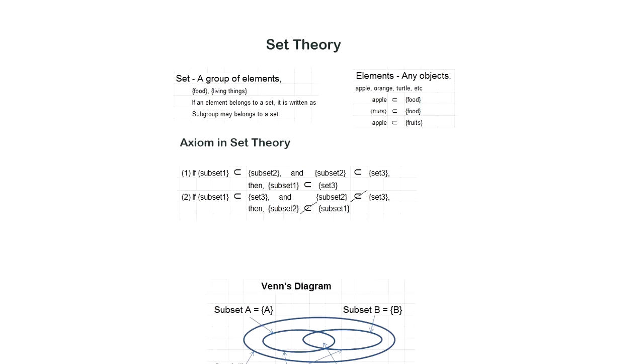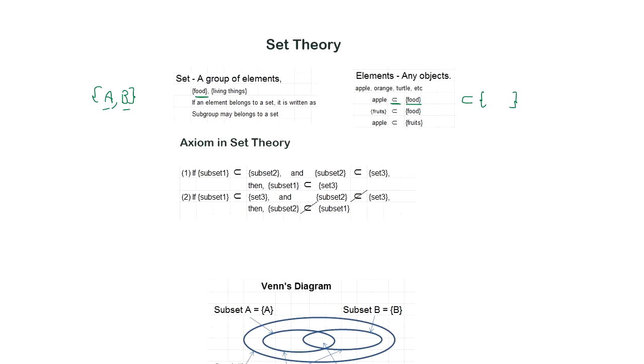Okay, so first of all, notation. We use a group of elements. A group is written like that, A and B. So this group has A and B. All the foods are in a group, living things. Okay, apple, orange, turtle, etc. Now, apple is an element of food. One of the foods is apple, so this means element of the group.